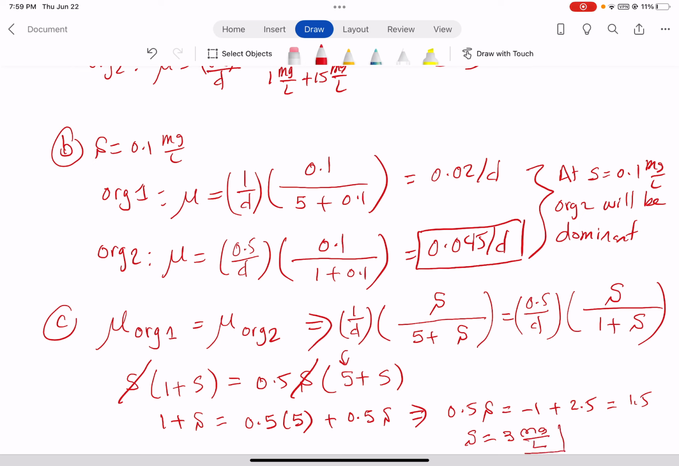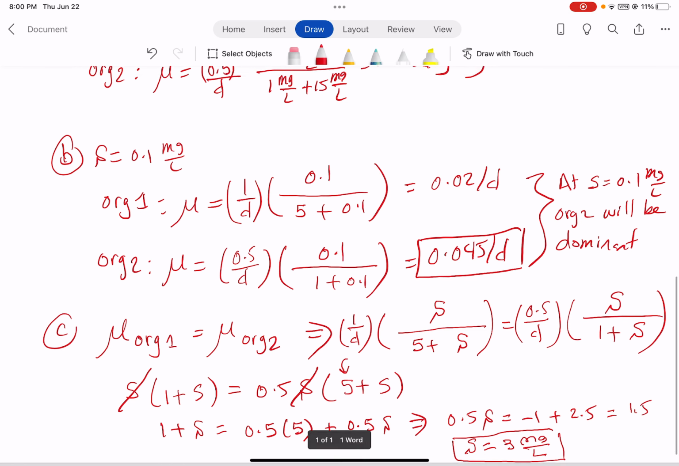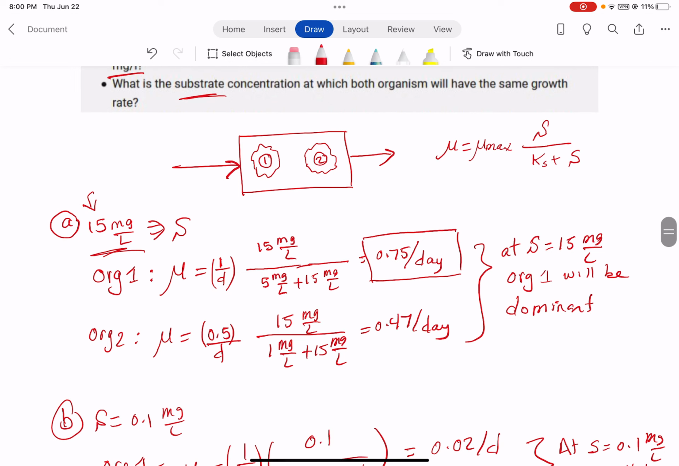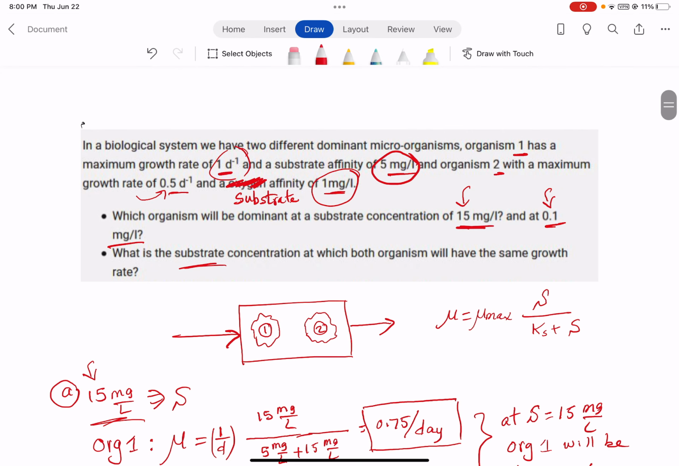So at 3 milligram per liter substrate, both organism 1 and organism 2 will be happy. Both will have the same growth rate. At 0.1 milligram per liter of substrate, organism 2 will be dominant. At a substrate concentration of 15 milligram per liter, organism 1 will be dominant. So I guess we could use the Monod equation to solve this problem, and hopefully you will understand this. Thank you.